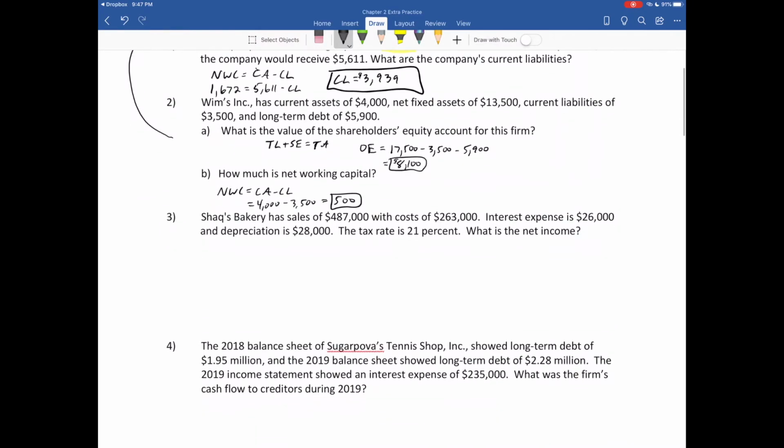Number 3, Shaq's Bakery has sales of this amount, $487,000, with cost of $283,000. Interest expense is $26,000 and depreciation is $28,000. Tax rate is 21%. What is net income?